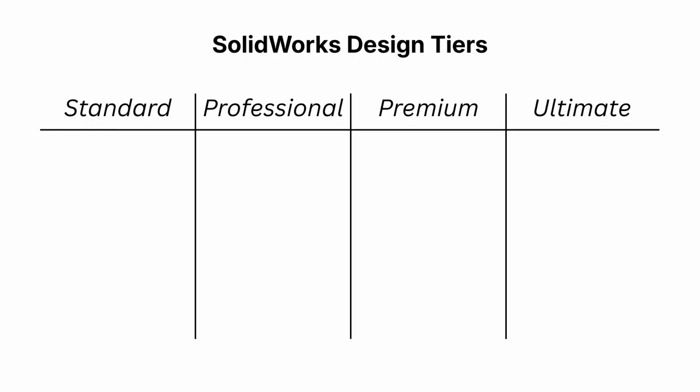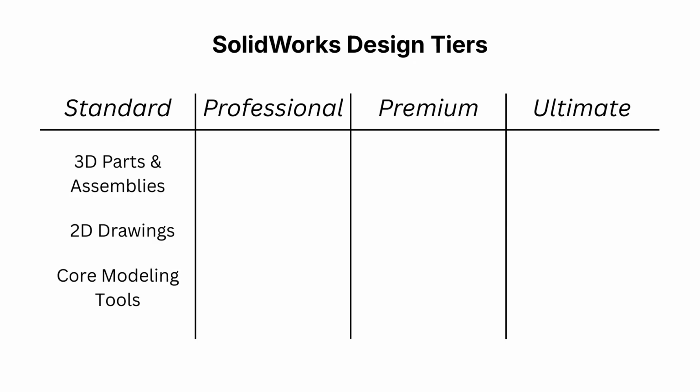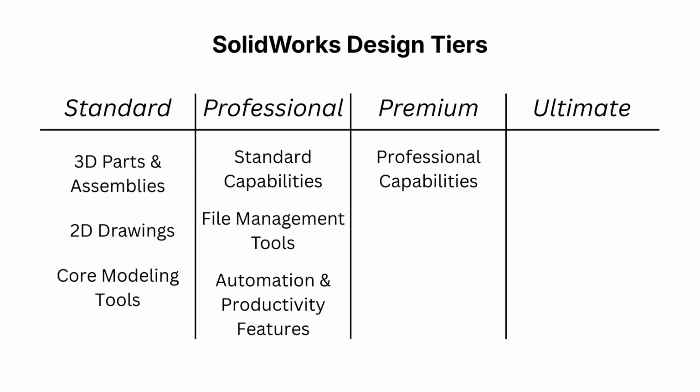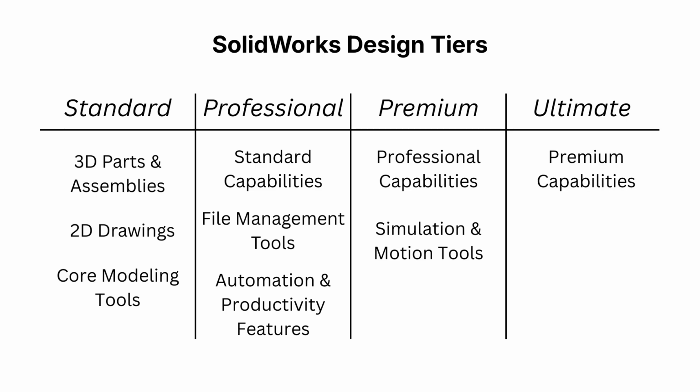The Standard package has tools for creating 3D parts and assemblies, 2D drawings, and a variety of core modeling tools. The Professional package has the same tools that the Standard version has, with the addition of file management tools and more automation and productivity features. The Premium package has everything the Professional version has, plus advanced simulation and motion tools. And finally, the Ultimate package has everything the Premium package offers and includes additional cloud capabilities, enhancing the collaborative potential of premium features. Now, all 4 of these tiers are installed locally in your computer.